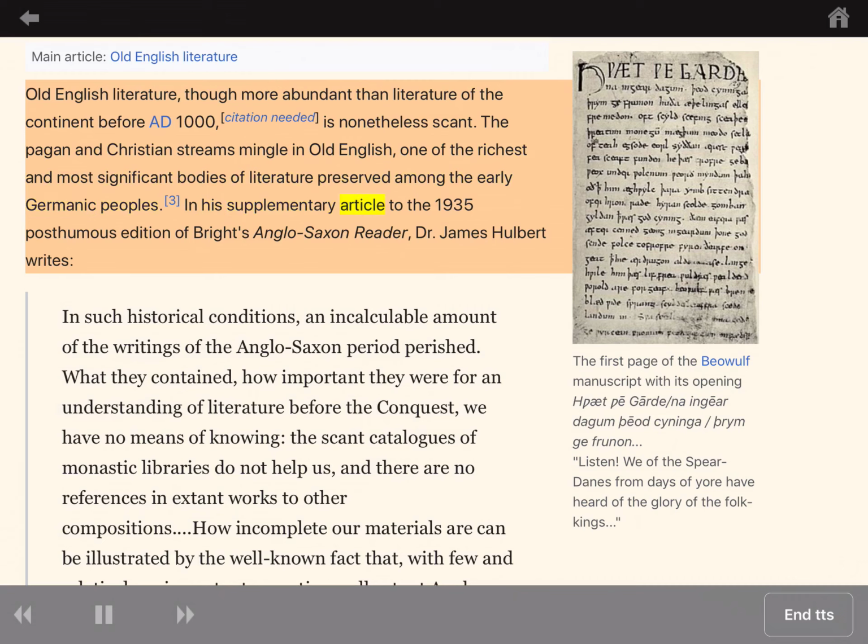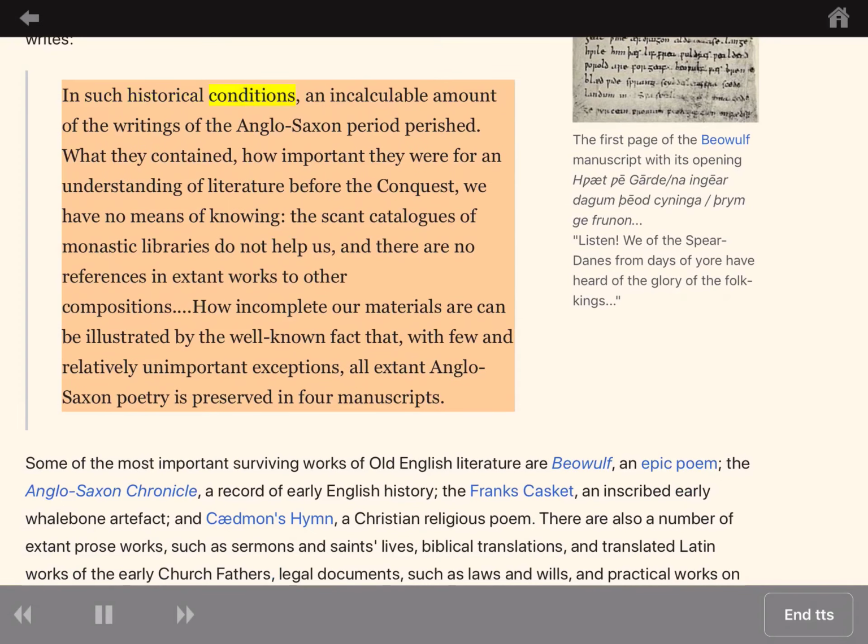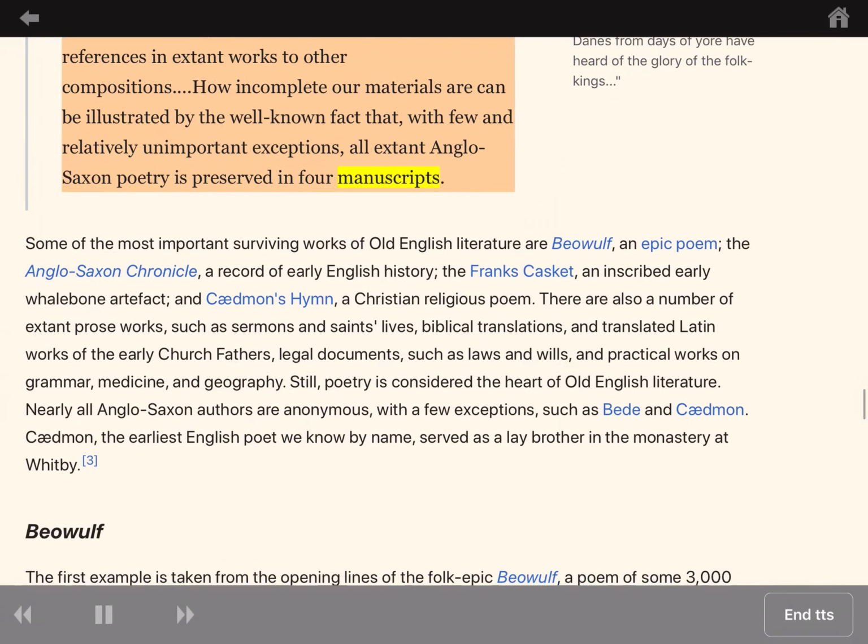In his supplementary article to the 1935 posthumous edition of Bright's Anglo-Saxon Reader, Dr. James Hulbert writes, "In such historical conditions, an incalculable amount of the writings of the Anglo-Saxon period perished. What they contained, how important they were for an understanding of literature before the conquest, we have no means of knowing. The scant catalogues of monastic libraries do not help us, and there are no references in extant works to other compositions. How incomplete our materials are can be illustrated by the well-known fact that, with few and relatively unimportant exceptions, all extant Anglo-Saxon poetry is preserved in 4 manuscripts."